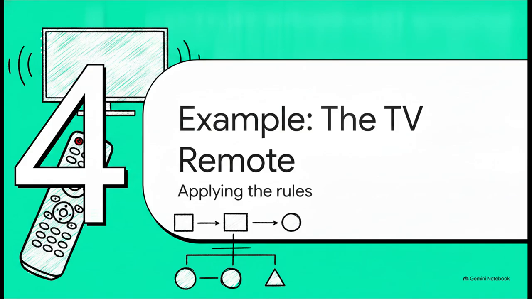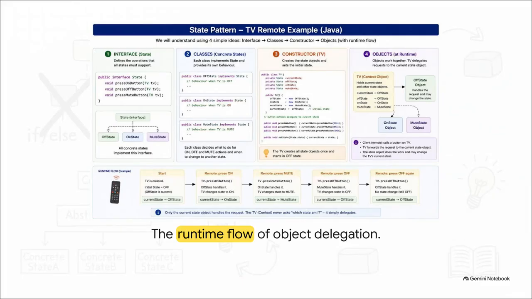Let's move to part four, an example, the TV remote. Time to see how this builds and apply the rules. Take a look at the runtime flow. Our TV, which is our context, is created and its initial state gets set to off state. Now, when a user grabs the remote and presses on, the context doesn't run some messy if check. It simply forwards the request to the current state object. The off-state object handles it, prints TV turned on, and then crucially, it changes the context state to on state.